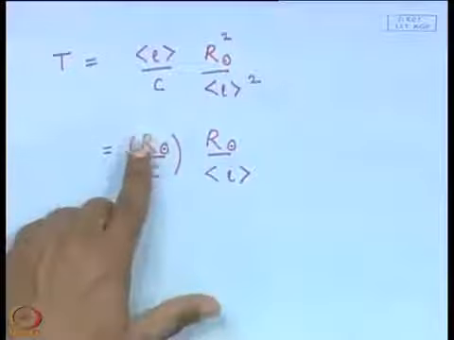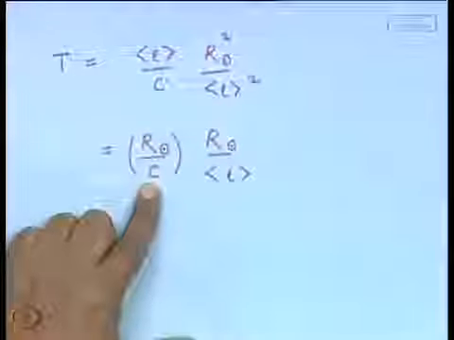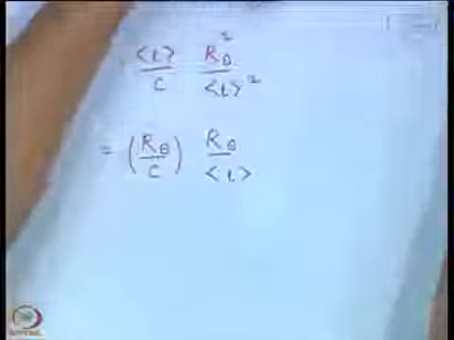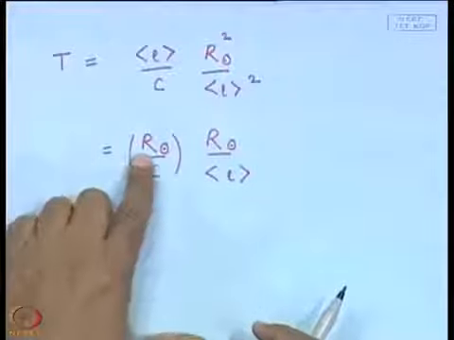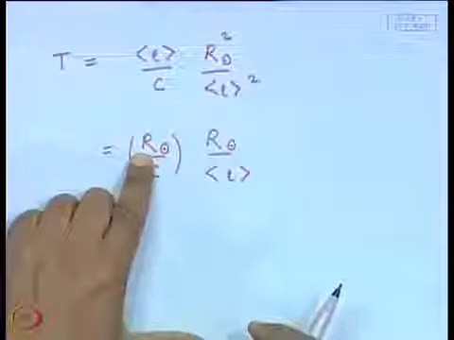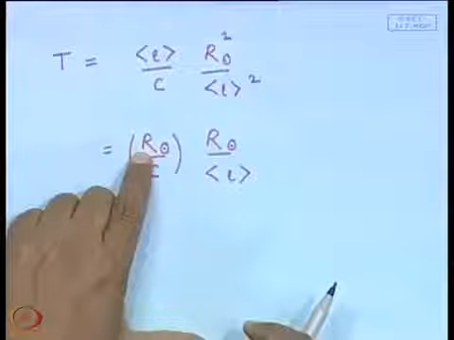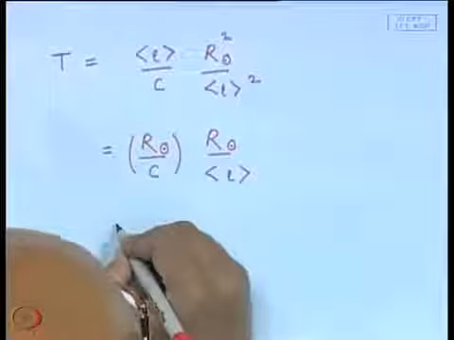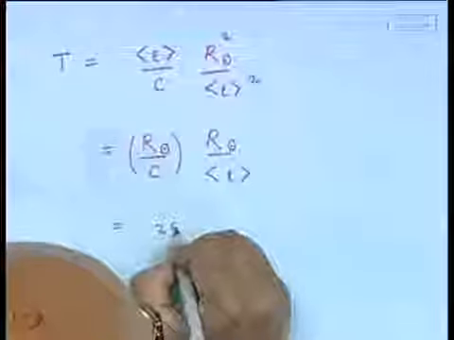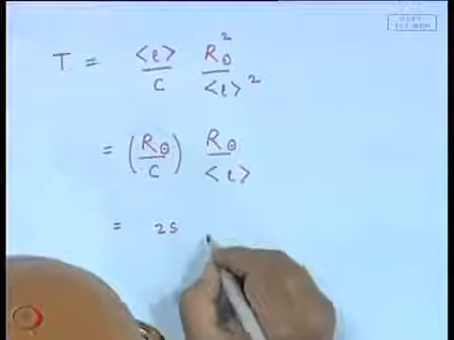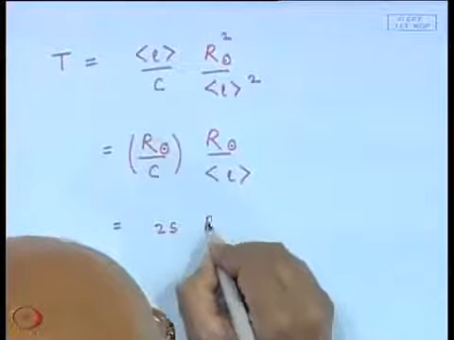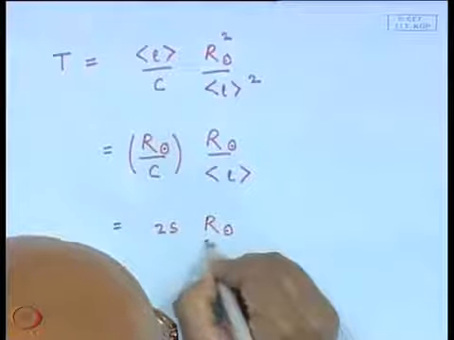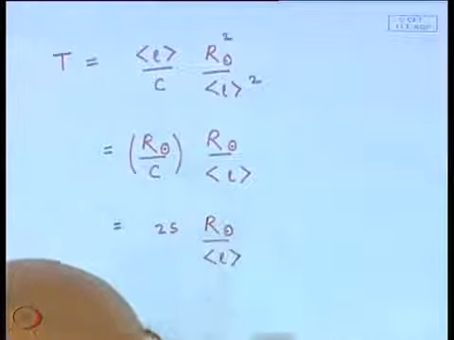this is the time the photon would have taken if it travelled freely from the center of the sun out, and that time we know the radius of the sun is roughly 2 light seconds. So, this will be 2 seconds into the ratio of our sun by the mean free path.